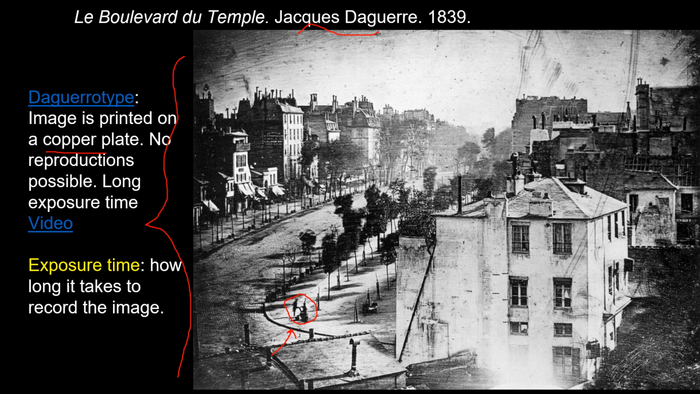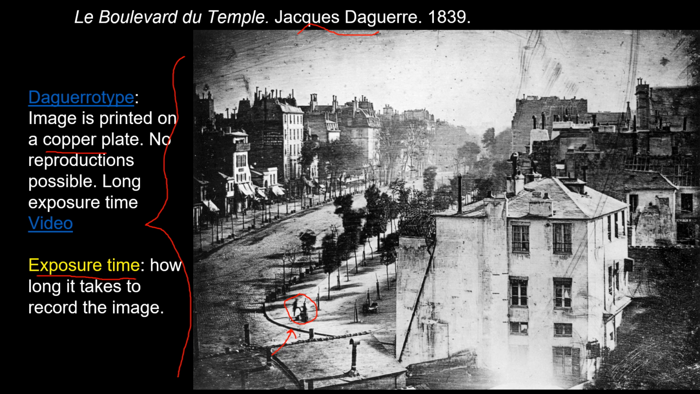So the daguerreotype has a slow exposure time. The exposure time is how long it takes to record the image. And the exposure time of an early daguerreotype was about 30 minutes long. And so if you wanted to get something, you had to have it frozen for 30 minutes.